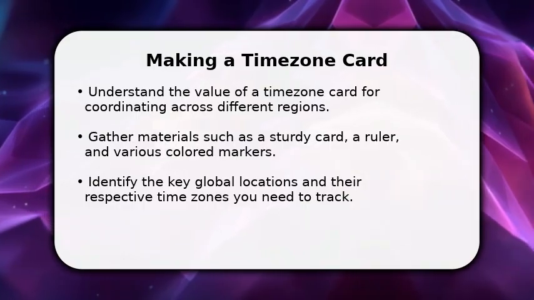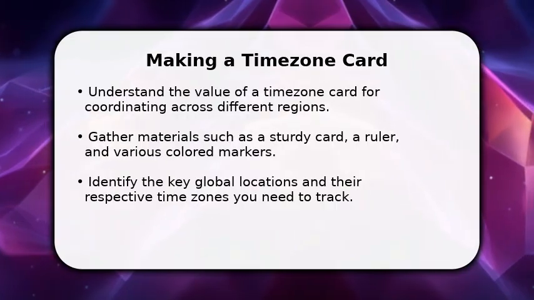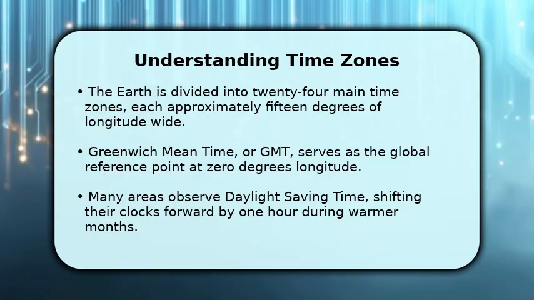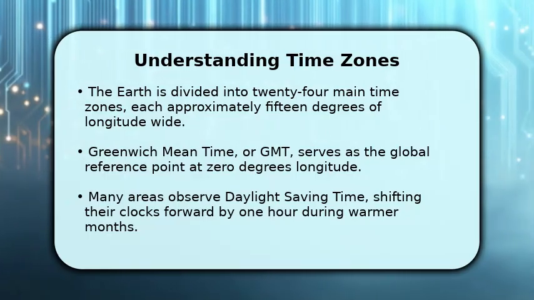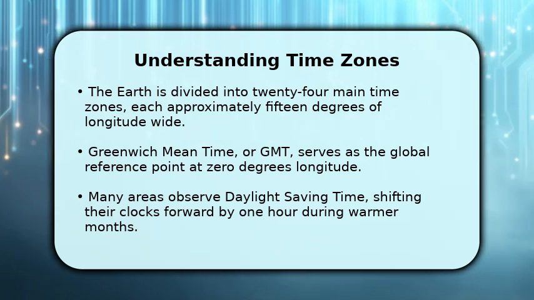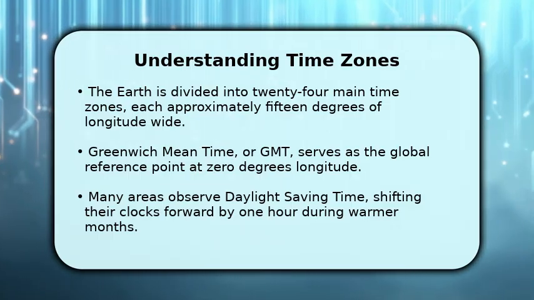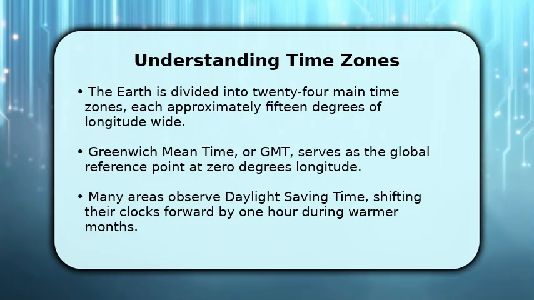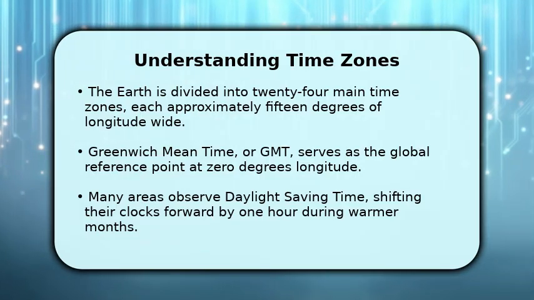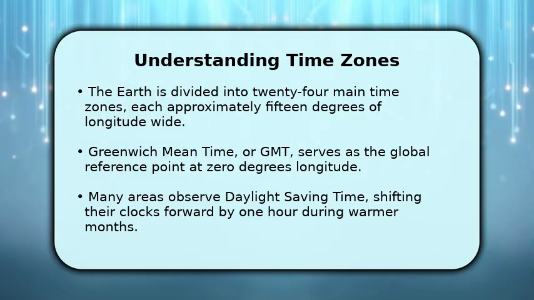This card will be a fantastic tool for keeping track of global schedules, making your international communications much smoother and more efficient. To create an effective time zone card, it's helpful to understand the basics. Our planet is divided into 24 primary time zones, each spanning about 15 degrees of longitude. Greenwich Mean Time, often called GMT, is the universal standard, marking the 0-degree meridian. Remember that some regions adjust their clocks for daylight saving time, typically moving them forward by 1 hour.